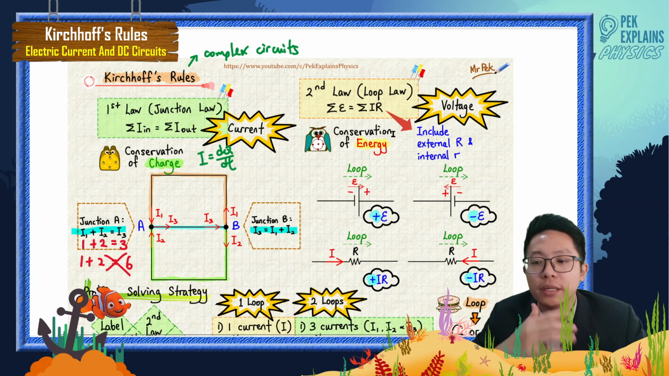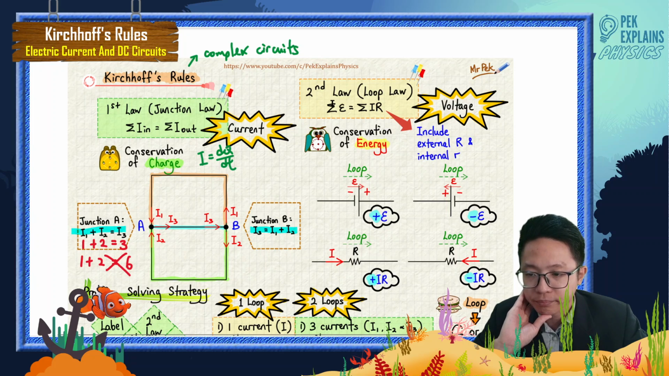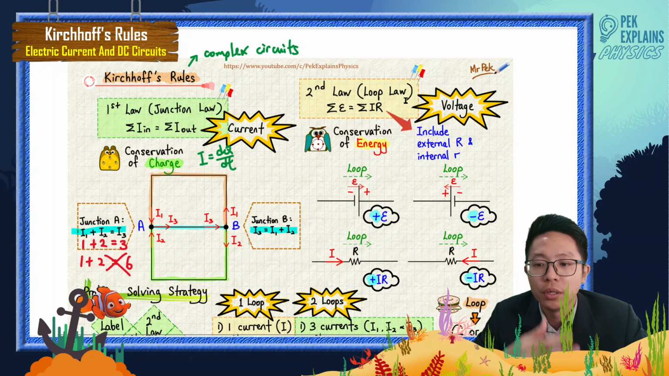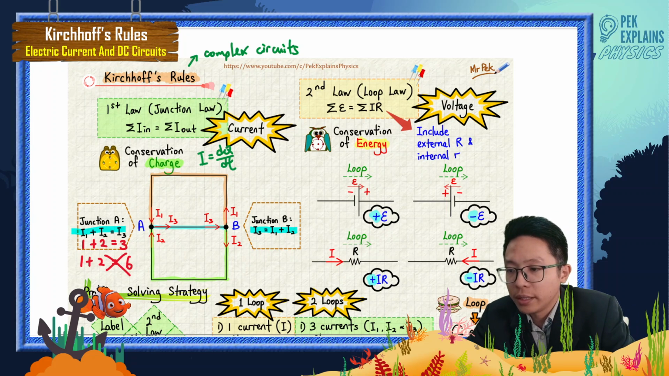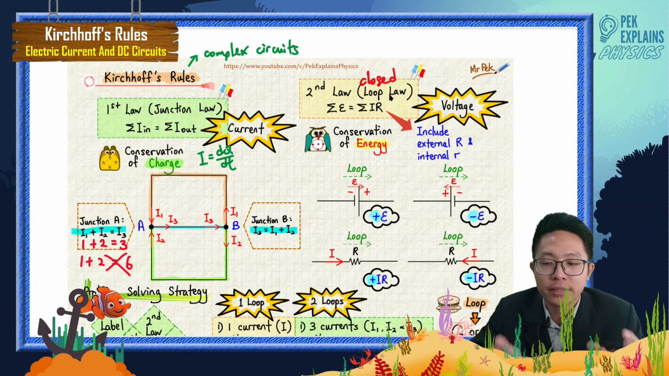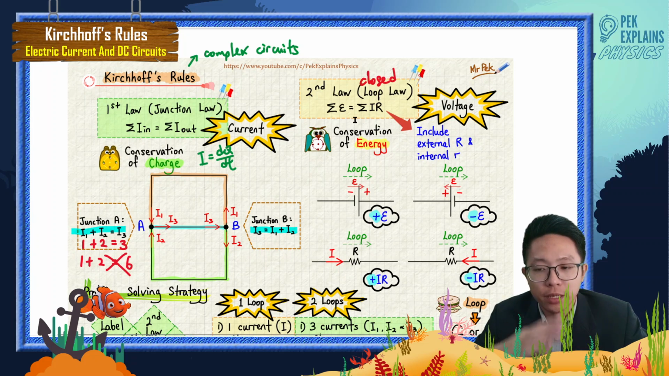Okay, let us now look at the loop law. The second law is also called the loop law. It's called the loop law because it happens in a loop, in a closed loop, in fact. It must happen in a closed loop. Must be a complete circuit. Closed loop, cannot be an open loop.